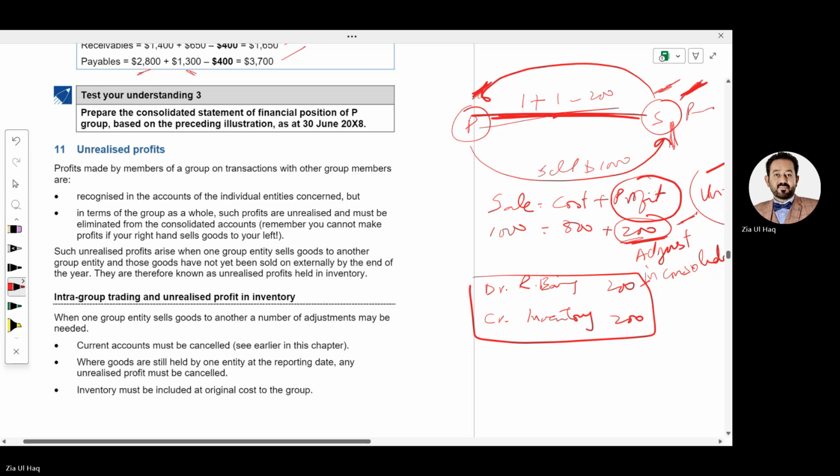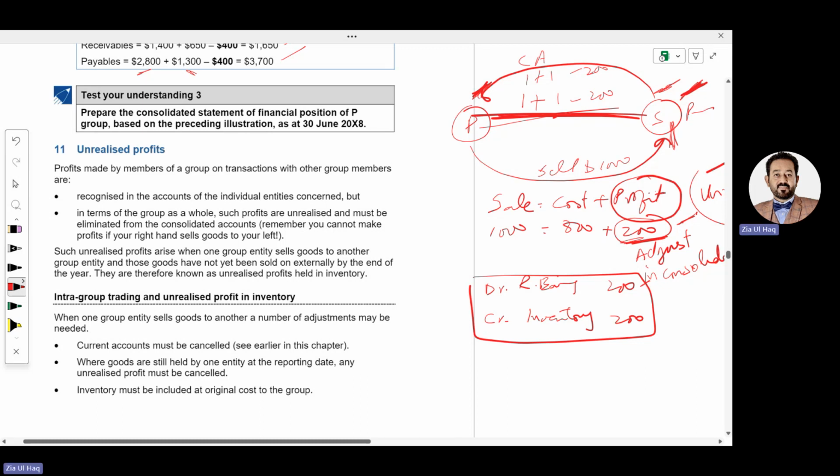Is that fine? If inventory is separately available in the balance sheet, we will deduct 200 from inventory. If the current assets figure is available, we will add both current assets and subtract 200 from current assets, because inventory is included in current assets. Can you understand this concept?